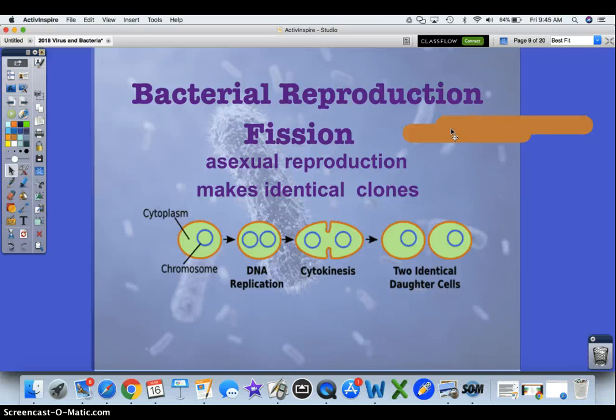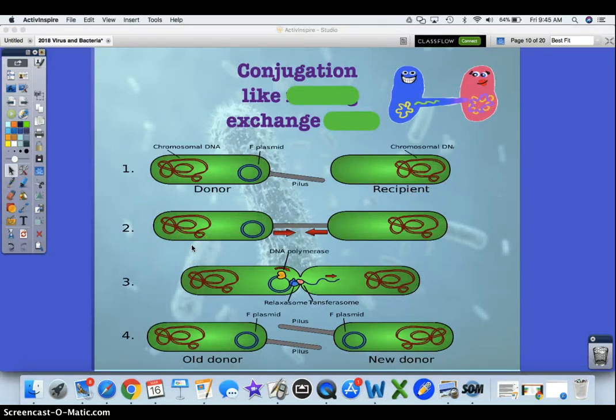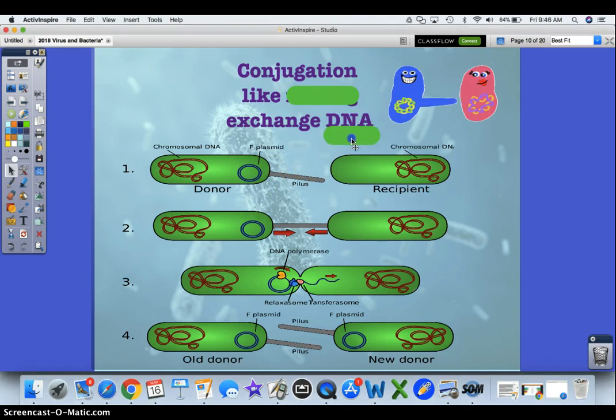Now, some bacteria reproduce sexually, and that's our next slide. Hold on. As you mentioned, bacteria don't replicate sexually. They do some kind of exchange. So exchange of genetic materials, the bottom line. Exchange of DNA. It's like mating, okay?